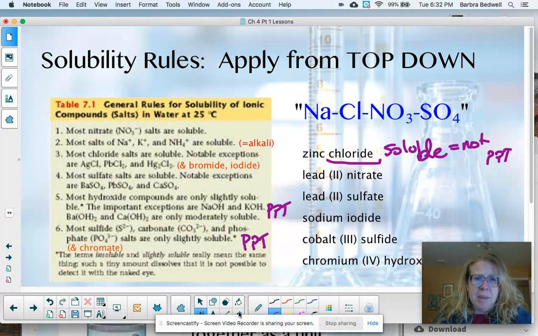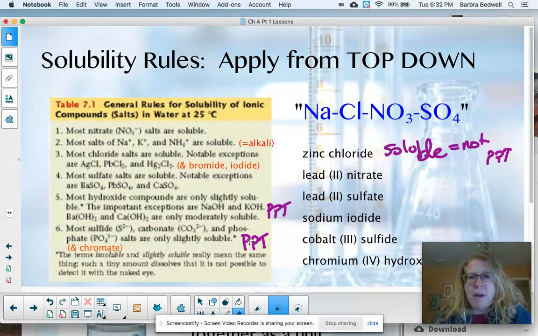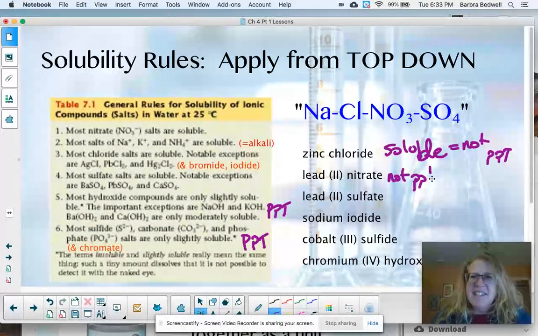All right, let's take a look at a couple other examples here, kind of run through how they work. Okay, lead 2 nitrate. Could this be a precipitate? Again, start at the top, work your way down. I look at rule number 1, most nitrate salts are soluble. Oh, this is a nitrate. Most nitrate salts are soluble. Done. Go no further. Not PPT. It's soluble, right? There we go.